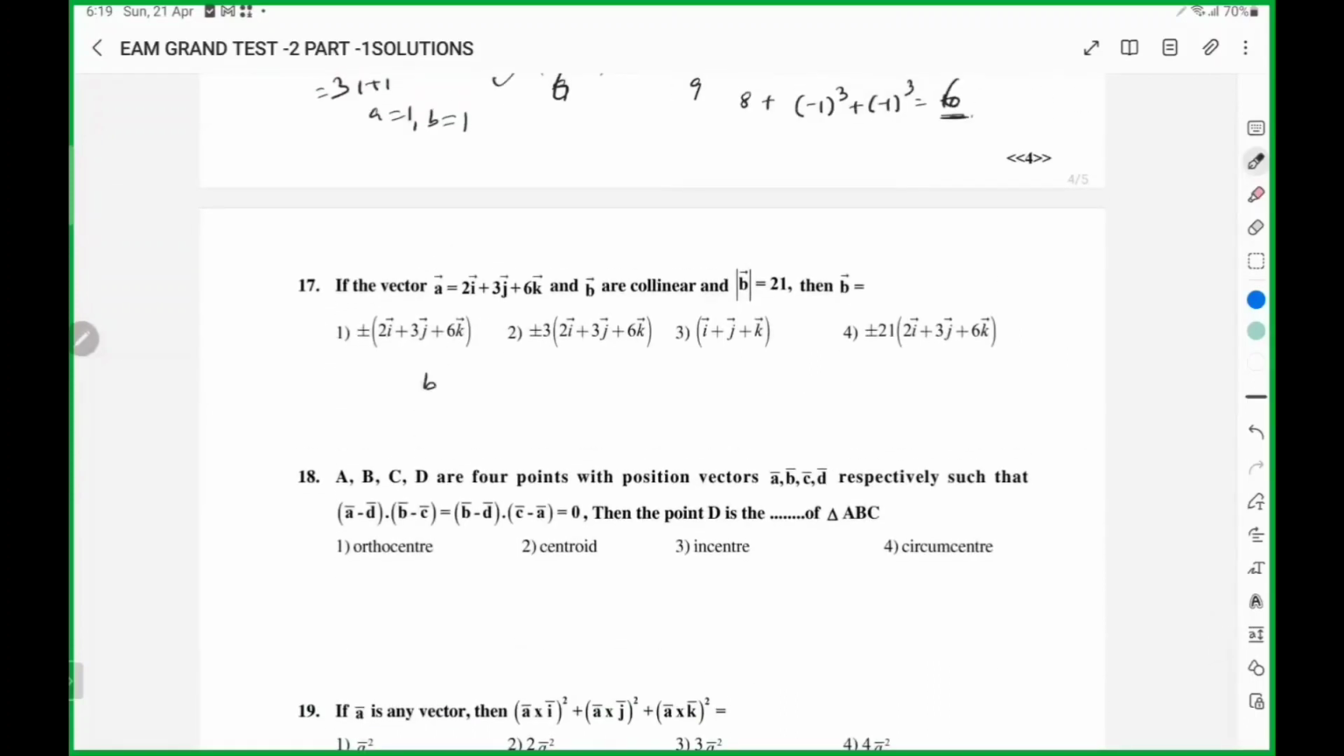Collinear means B bar is t times A bar. Taking magnitude, t times mod A, where mod A is square root of 4 plus 9 plus 36, which is 7. So t will be 3 plus or minus. So B bar will be plus or minus 3 times A bar, which is this.